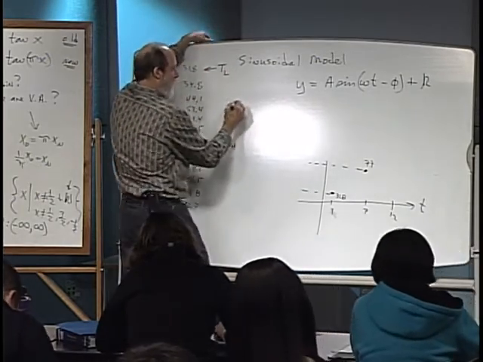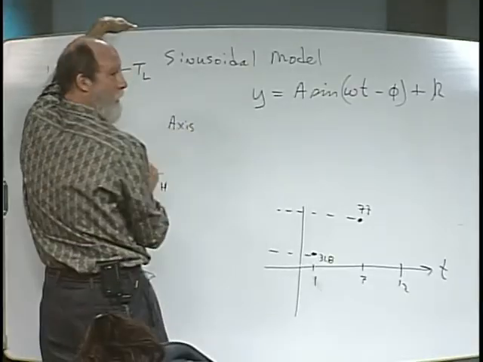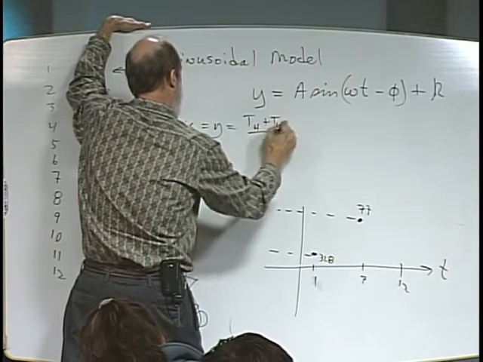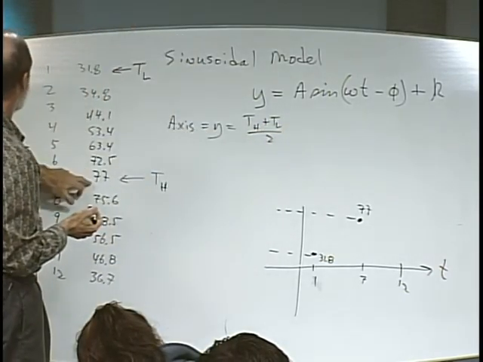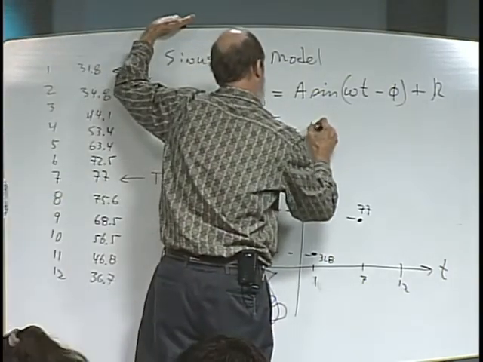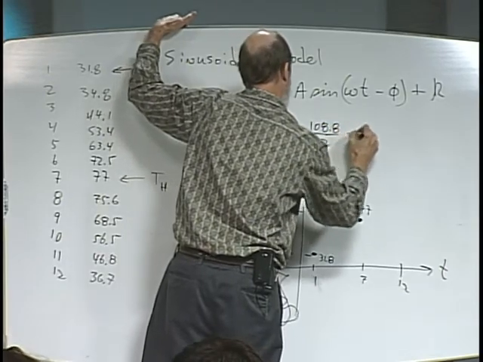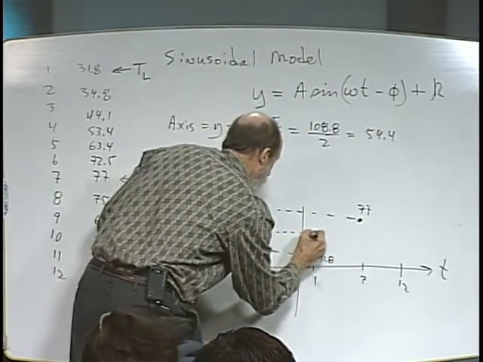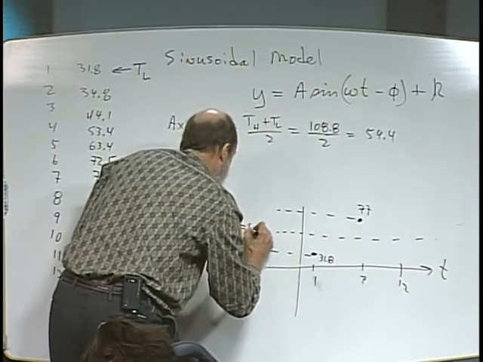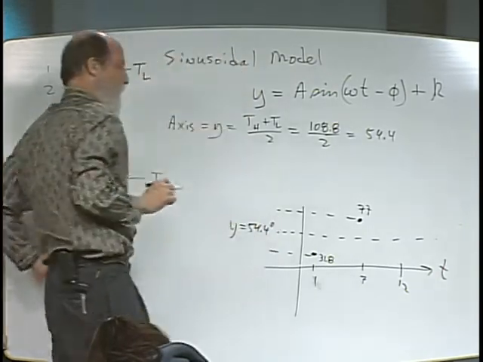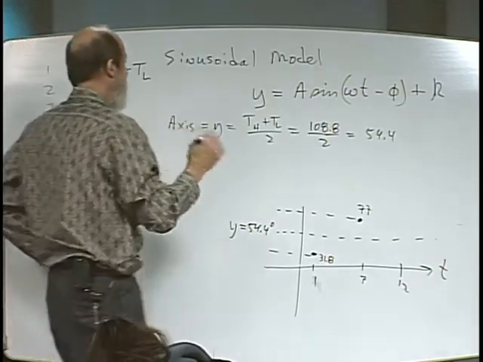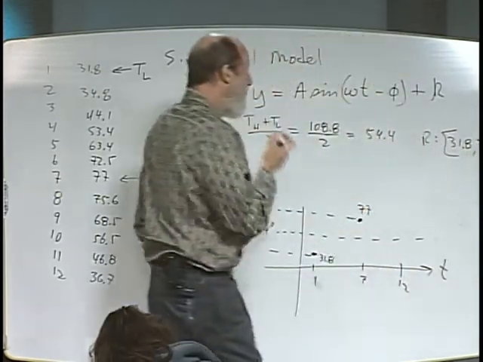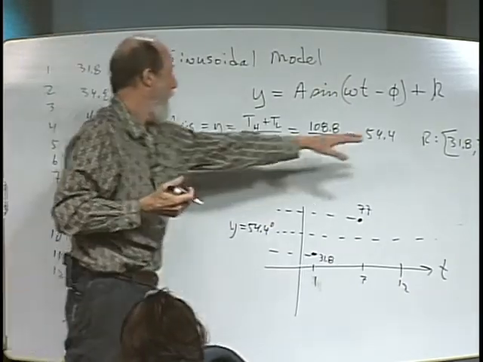So what we're going to do is we're going to find our axis. We're going to find our axis reading for y by taking the high temperature plus the low temperature and divide that by 2. And if you do that, you have 108.8, 108.8 divided by 2, or the average on the axis here is going to be 54.4 degrees. So we're going to lay on our graph paper an axis at 54.4 degrees. The range on our model is from 31.8 degrees up to this 77.